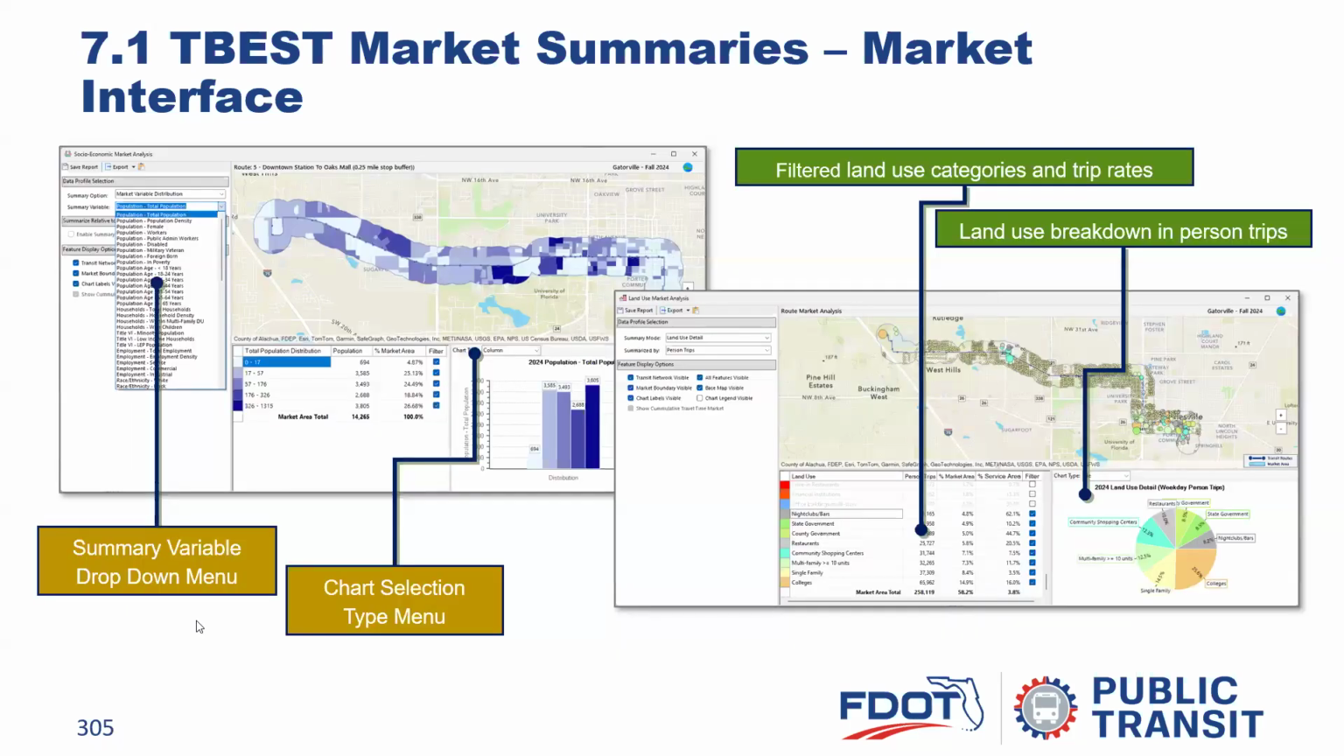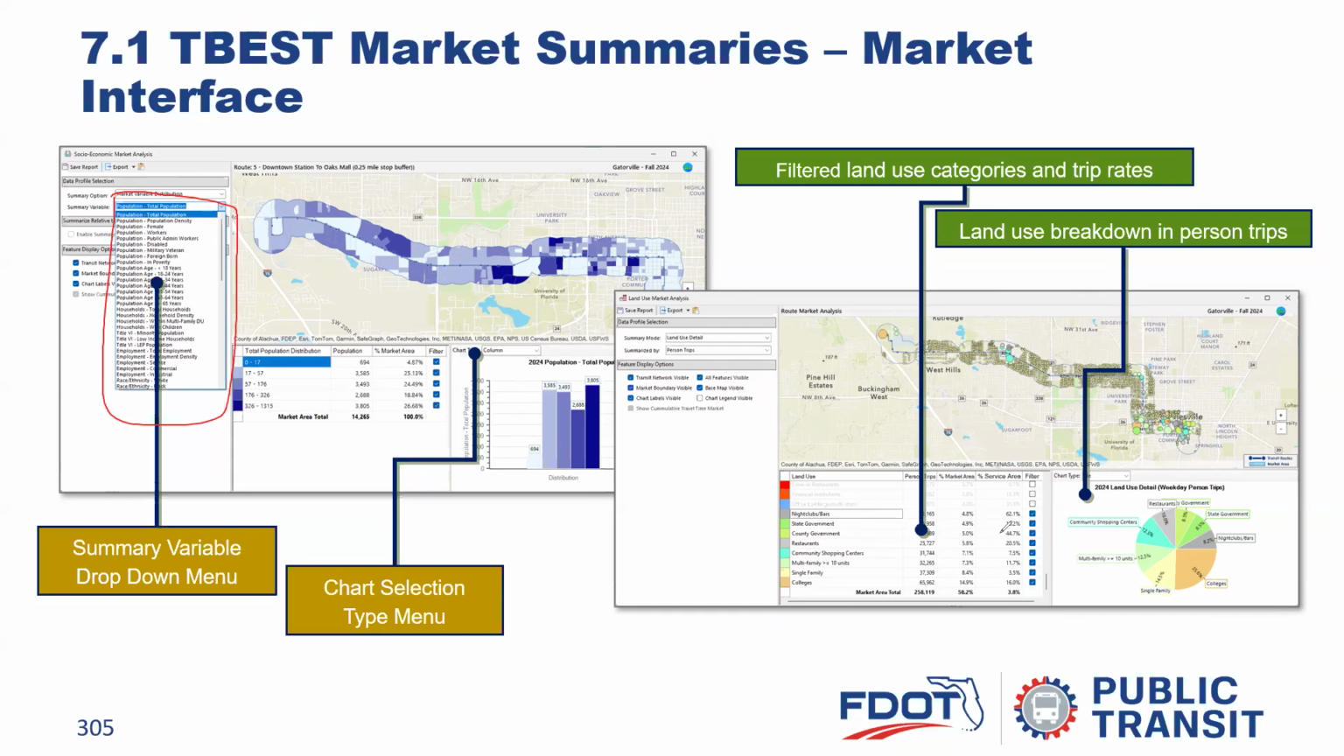All right, so here's an example of the market interface. So obviously we kind of looked at this a little earlier where we showed the market variable distribution. If you drop that down, you can get to all of the variables that are available for the market analysis. You have the chart type selection as well, so you can switch to column or pie for market analysis.